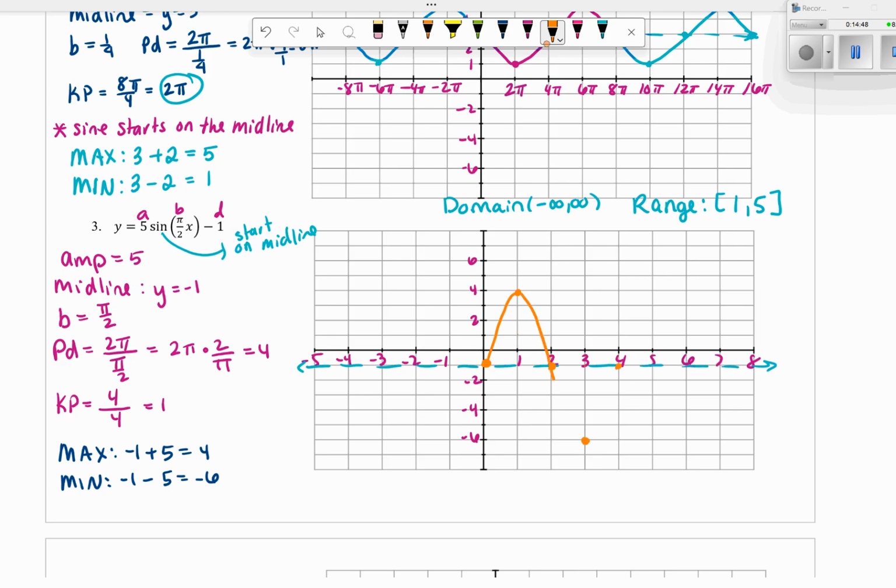So this would be my first wavelength of my graph, and then I'm just going to repeat those values for another wavelength, and then same thing in the negative direction. That gives me 3 cycles shown as a graph. And then the domain, of course, is all real numbers, and the range in this case would be from -6 to 4.